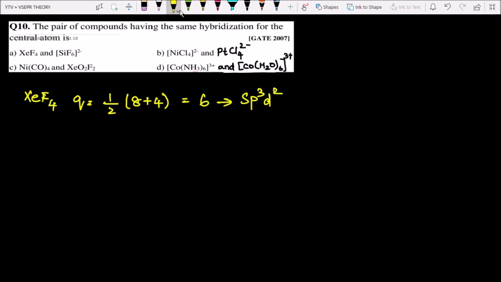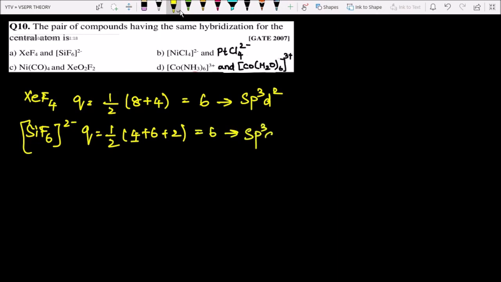In this question, they are asking the pair of compounds having the same hybridization for the central atom. So both the central atoms should have the same hybridization. Just take the quotient value. In case of XeF4, the quotient is equal to half into 8 plus 4, which is equal to 6. If the quotient is equal to 6, it's going to be sp3d2. In case of SiF6 2 minus, the quotient will be half into 4 plus 6 plus 2. The silicon will have 4 valence electrons plus 6 plus 2, so it's going to be again 6, so again sp3d2. So we got it right. The answer is option A.